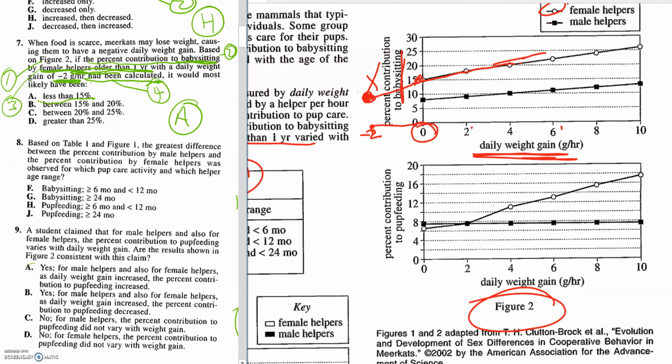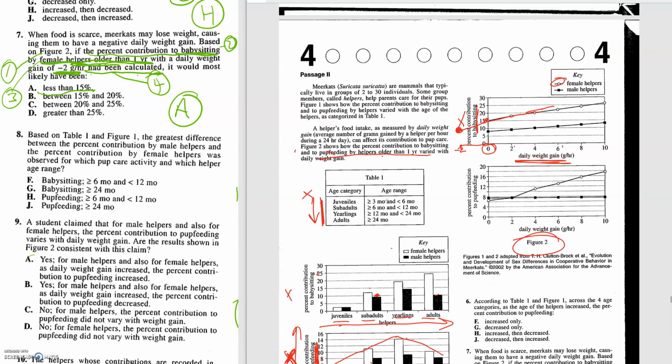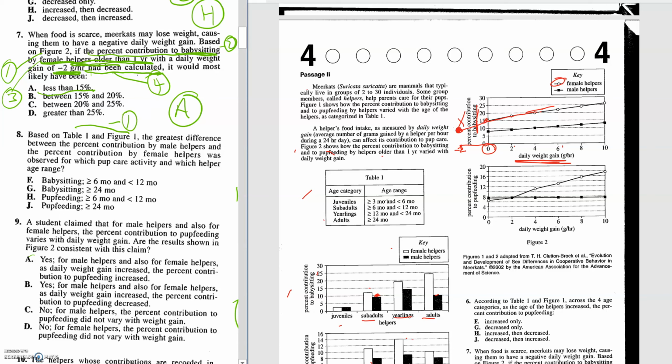Number 8, based on table 1, figure 1. Based on that, so we know that this is going to be our first step, is to find that. The greatest difference between the percent contribution by male and the percent contribution by female, so we're looking at both of them, was observed for which pup care activity and which helper range.